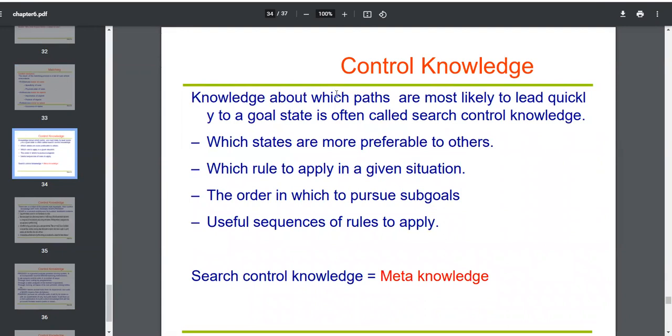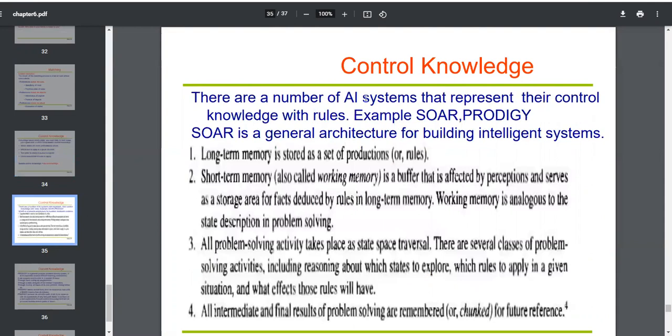Control knowledge, knowledge about which paths are most likely to lead quickly to a goal state, is often called search control knowledge. Which states are more preferable to others, which rule to apply in a given situation, the order in which the pursuit of sub goals, useful sequence of the rules to apply. So search control knowledge is meta knowledge. There are a number of AI systems that represent their control knowledge with rules. Example, SOAR, Prodigy.